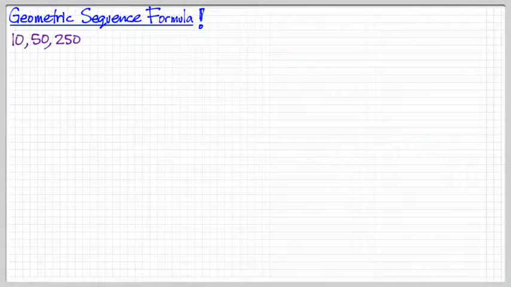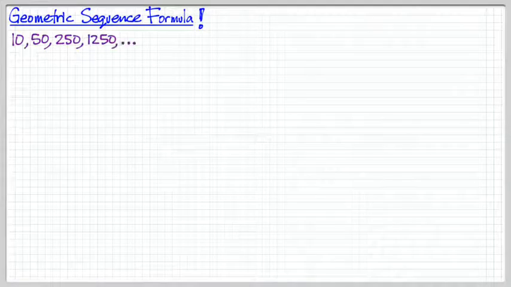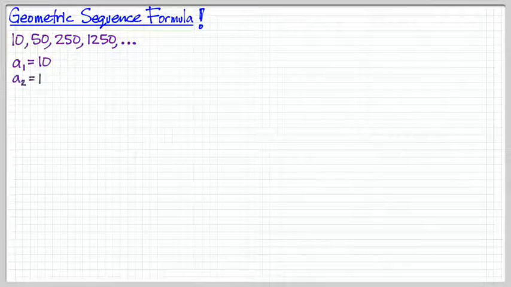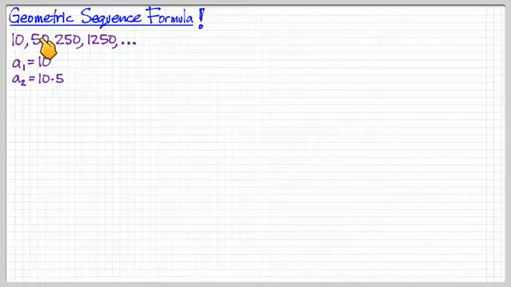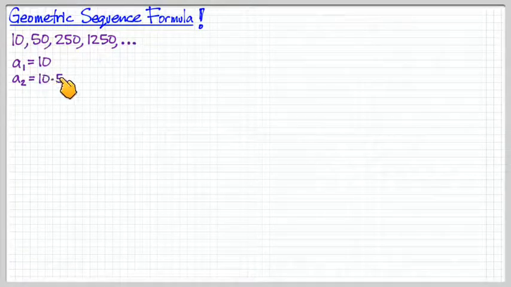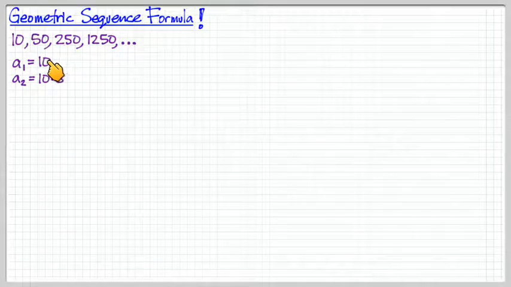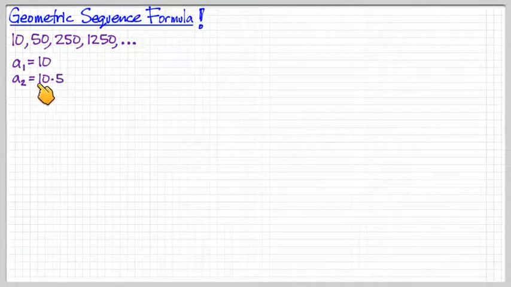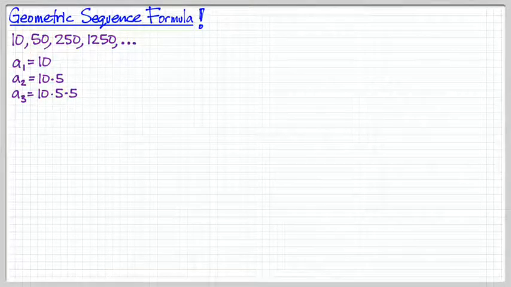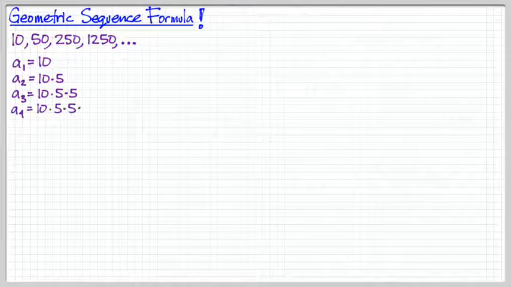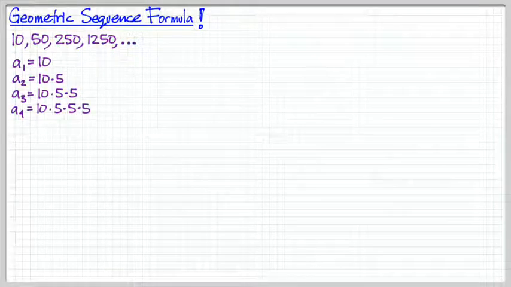So let's try to derive a general formula for the geometric sequence. Let's look at this specific example, and let's look at the first term. The first term is 10. Second term is 10 times 5. I'm going to break it down. Instead of thinking of it as 50, I'm going to think of it as 10 times 5, because these 10 people told 5 people each, so they told 50 people in total. Then those 50 people told 5 people each, and then those 250 people told another 5 people each.